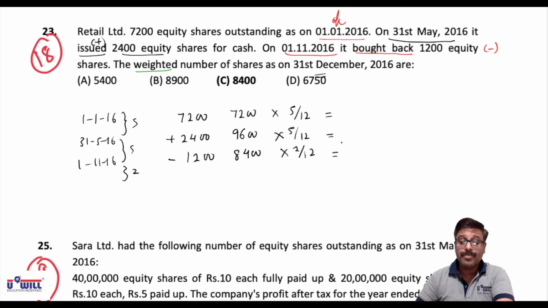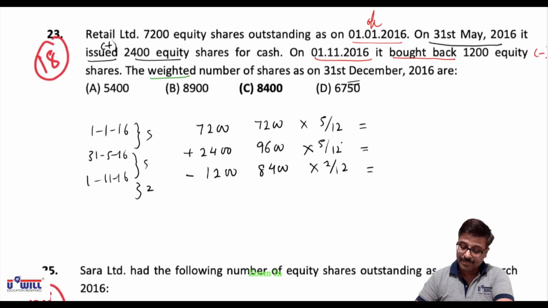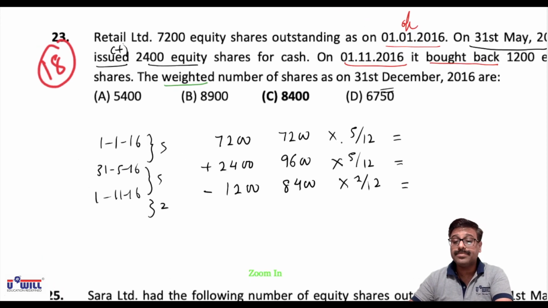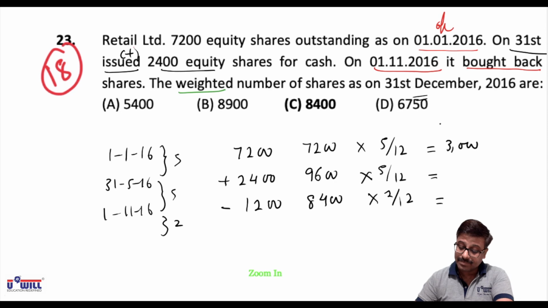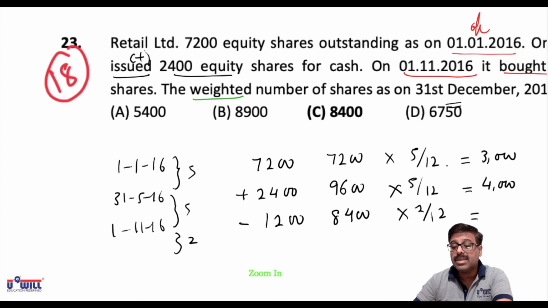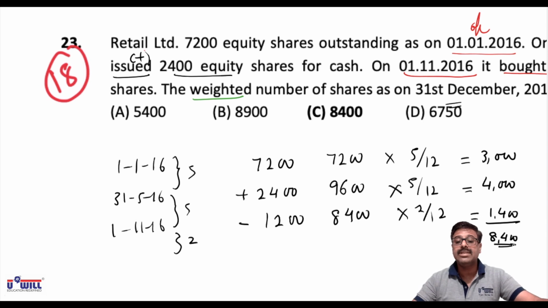7,200 into 5 by 12, 3,000. 9,600 into 5 by 12, 4,000. 8,400 into 2 by 12, 1,400. 3,000 plus 4,000, 7,000 plus 1,400, 8,400. So 8,400 is our answer. I hope everyone is clear with this.